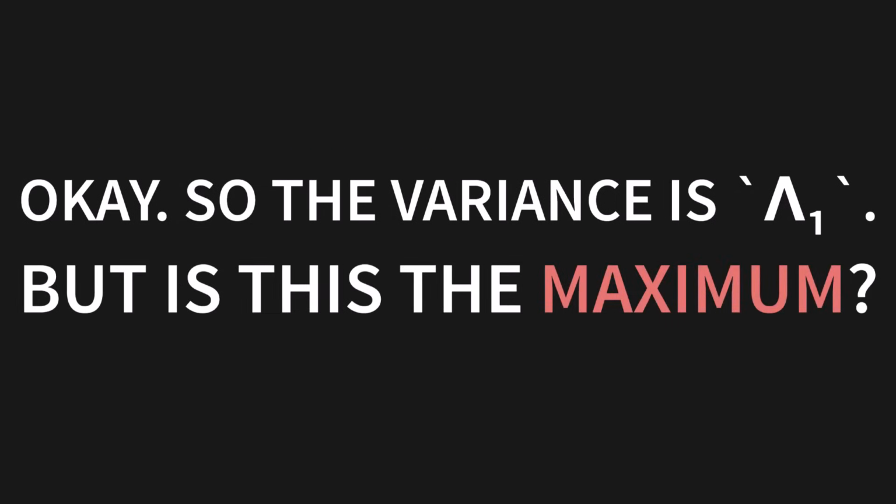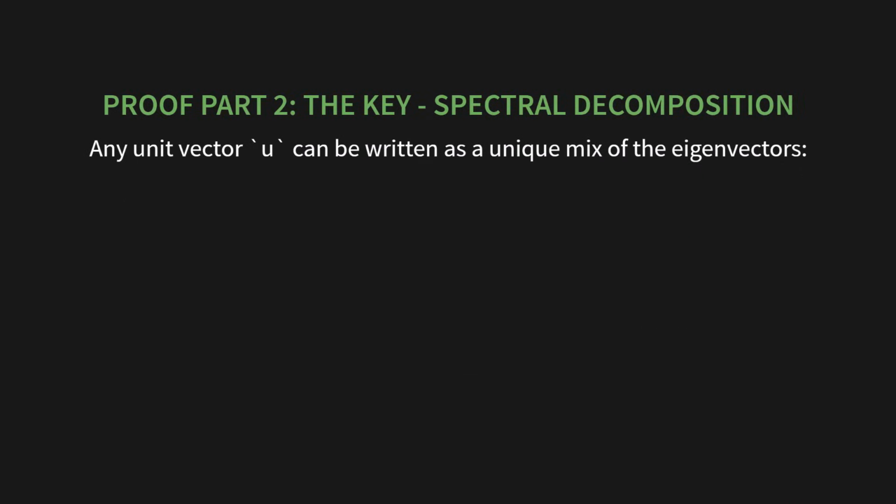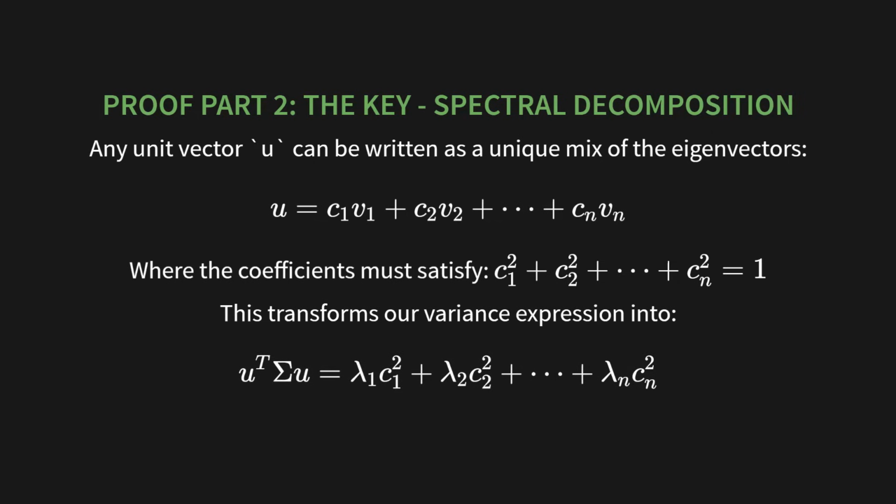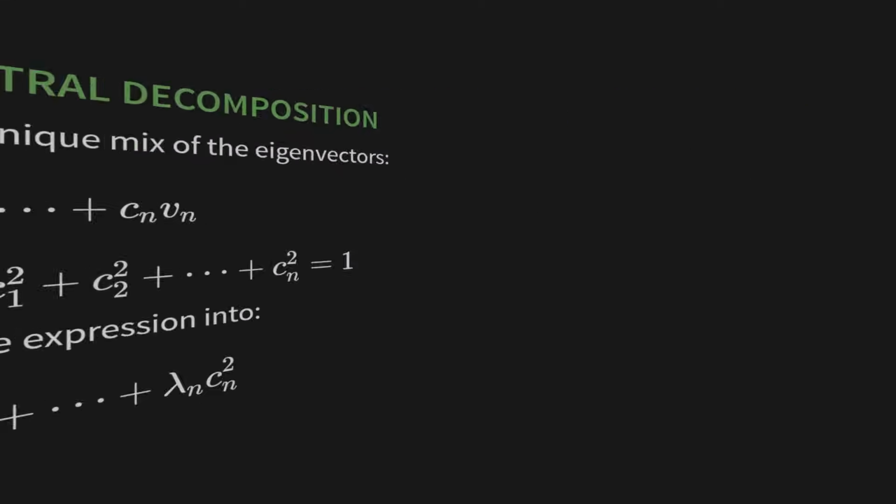This brings us to proof part 2, and the key here is a concept called spectral decomposition. It sounds fancy, but the idea is simple. Any unit vector u can be written as a unique mix of the eigenvectors. So u equals c1 v1 plus c2 v2, and so on. And because u is a unit vector, the sum of these squared coefficients, c1 squared plus c2 squared, and so on, must equal 1. When we use this decomposition, our variance expression u transpose sigma u transforms into something really insightful. Lambda 1 times c1 squared plus lambda 2 times c2 squared, all the way to the end.